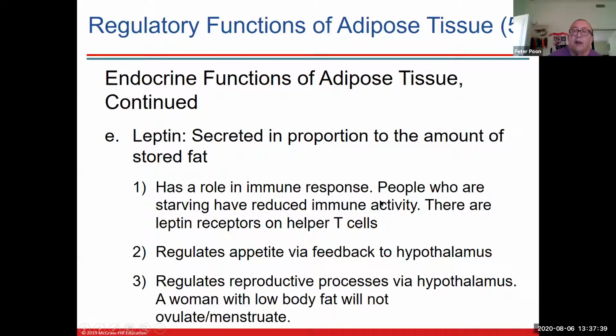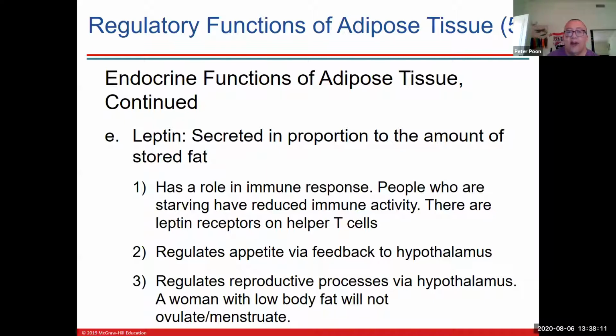So people who are starving have reduced immune activity, just like people who are highly stressed on cortisol have reduced immune activity. And that's because fighting off diseases costs energy. So if you're already low on fat, then you may not want to spend that much energy fighting diseases.